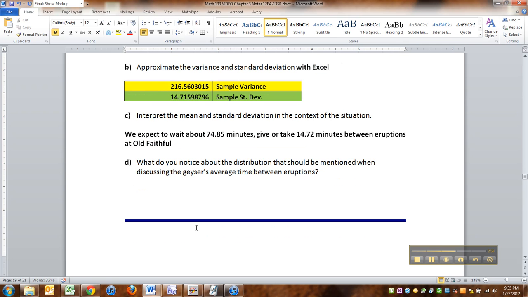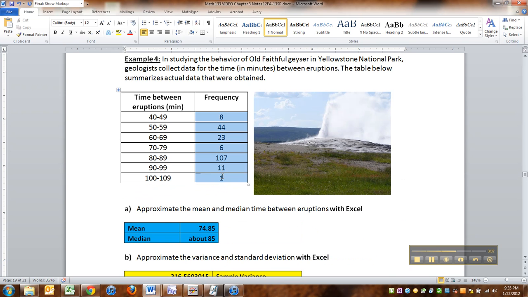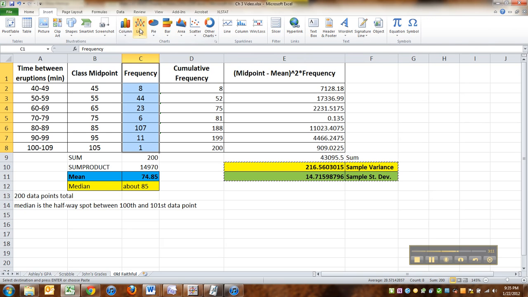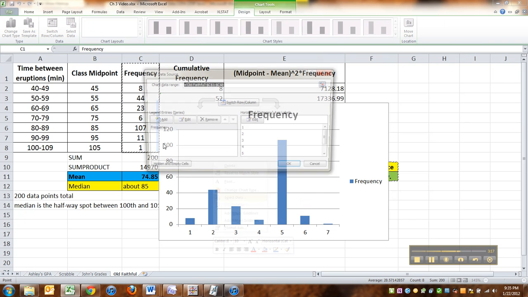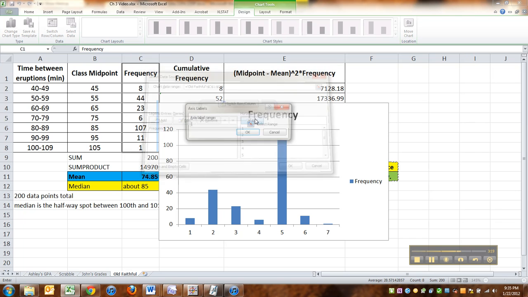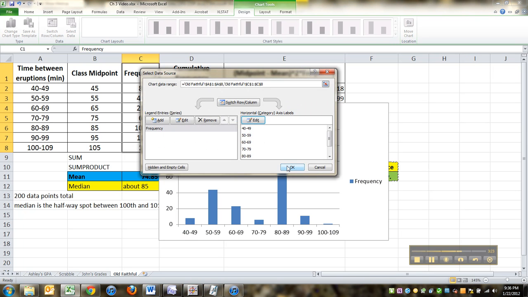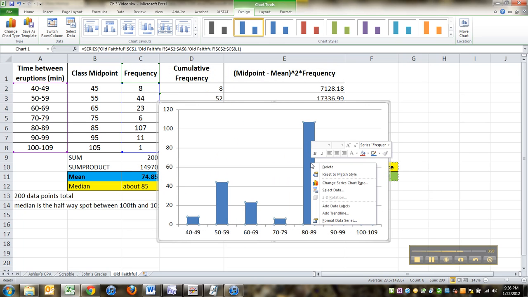All right, what do you notice about the distribution that should be mentioned if you were going to discuss the average? All right, so if you look at this a little bit, matter of fact, let me go make a picture of it. Go back to Excel, make a frequency, insert. It's a histogram, right? Because this is quantitative data that we're looking at here, not qualitative. There are my labels right there. Okay, I'll make that disappear for right now.